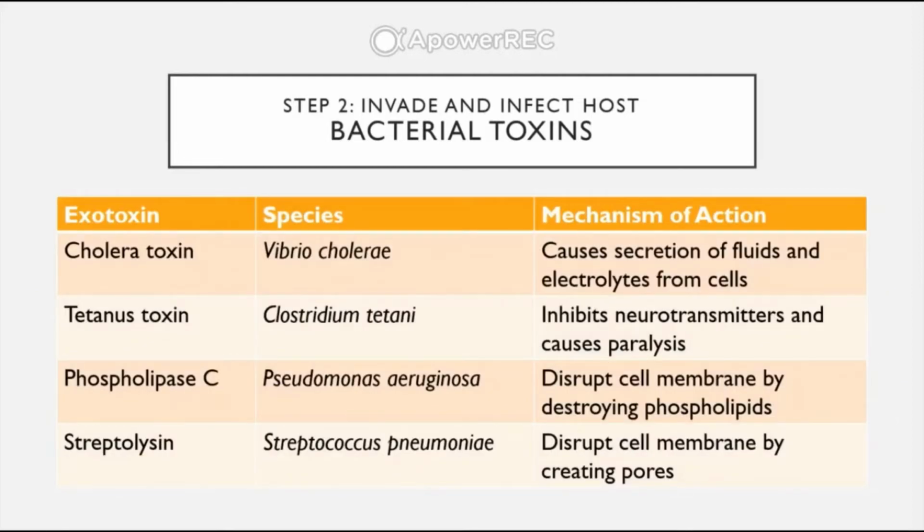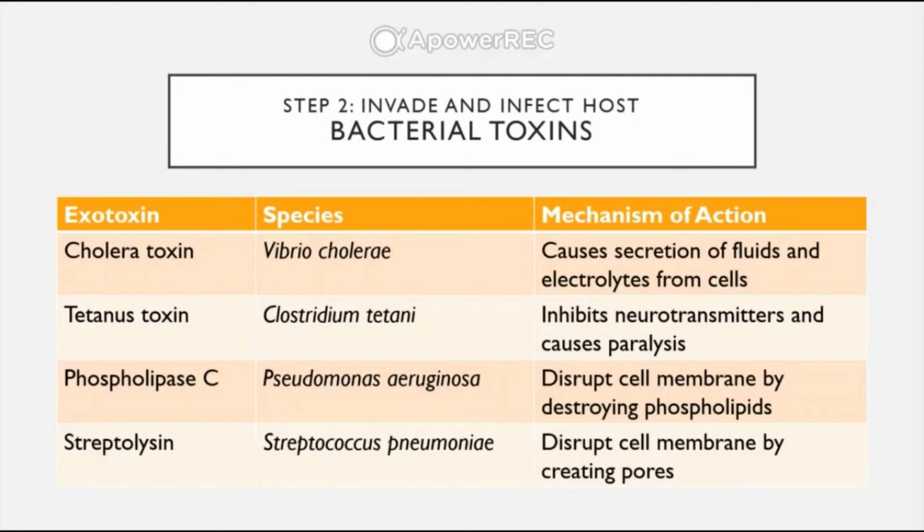I have 4 exotoxins that you should be aware of. The first is cholera toxin. Naturally, it's easy to remember that it comes from Vibrio cholerae, and this causes secretion of fluids and electrolytes from cells. Next, we have tetanus toxin, and this naturally comes from Clostridium tetani, and this inhibits neurotransmitters and causes paralysis.